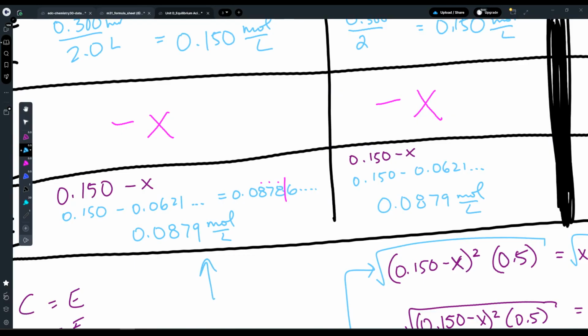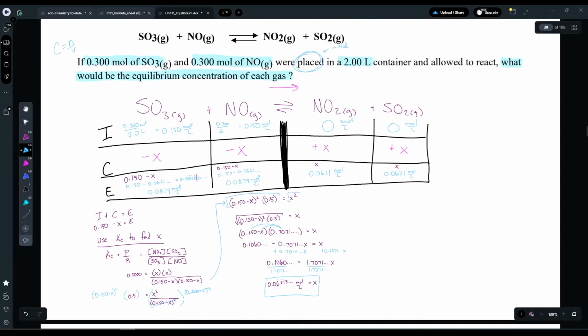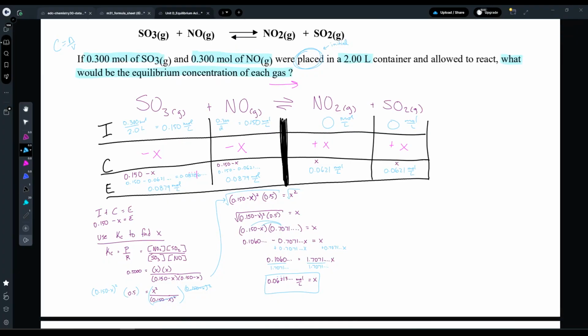Okay, so even though these were the same calculation, you are expected to show your work. And for ice tables, you are expected to fill it in as much as possible.